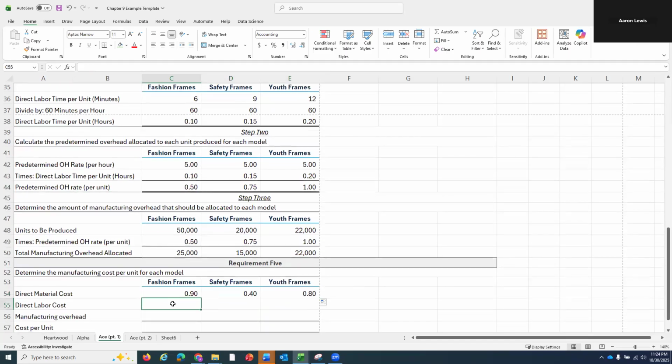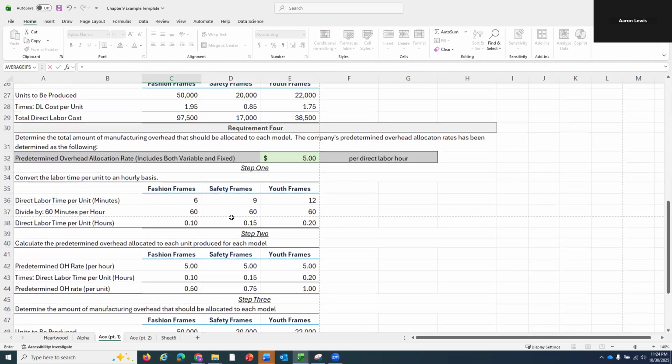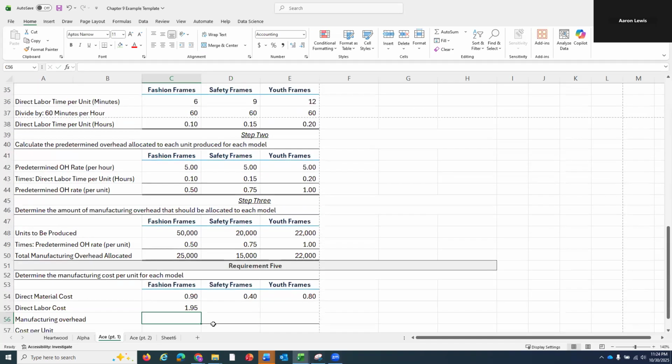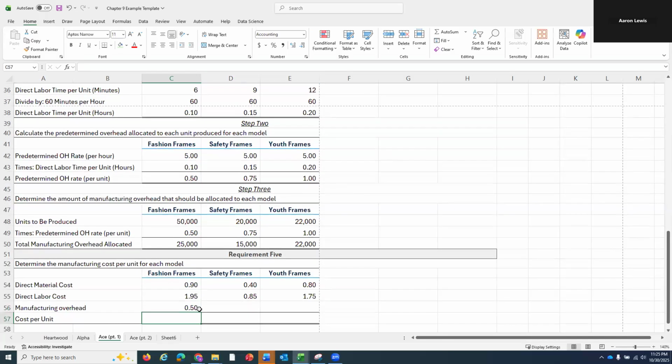For direct labor costs, we've got that determined up here as well. Each unit that we produce of fashion frames is $1.95, 85 cents for safety frames, and $1.75 for youth frames. So I can go and I can bring those numbers into this table that I'm using to figure out what my total cost per unit is going to be. And we just figured out the cost per unit of overhead a couple of steps ago. It was 50 cents for every pair of fashion frames, 75 cents for every pair of safety frames, and $1 for every pair of youth frames.